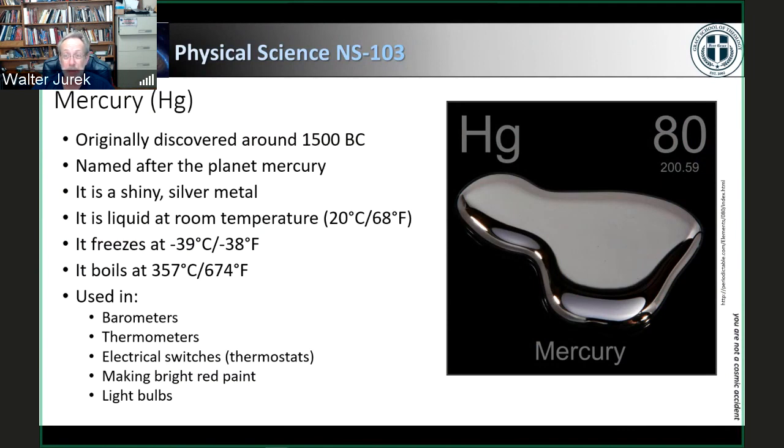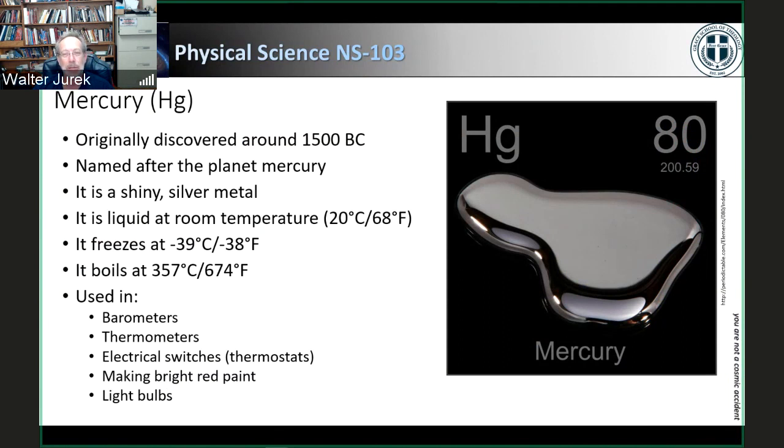But check out these temperatures. It freezes at minus 38 degrees Fahrenheit, so 38 degrees below zero. A cold winter day in Alaska. Yes, I've lived there. I've experienced days where it's that cold. So I've been in temps where mercury will freeze. But that's not happening here in Houston. Probably not happening in Arizona either.